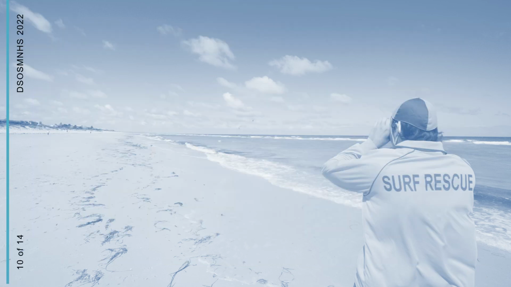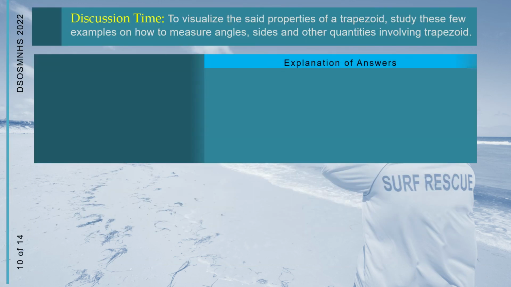Okay, to continue, we'll have the various examples depicting or showing the different properties of trapezoid, isosceles trapezoid, and median. So in this discussion section, this is to visualize the set properties of a trapezoid, and we will study these few examples and how to measure angles, size, and other quantities involving trapezoid.